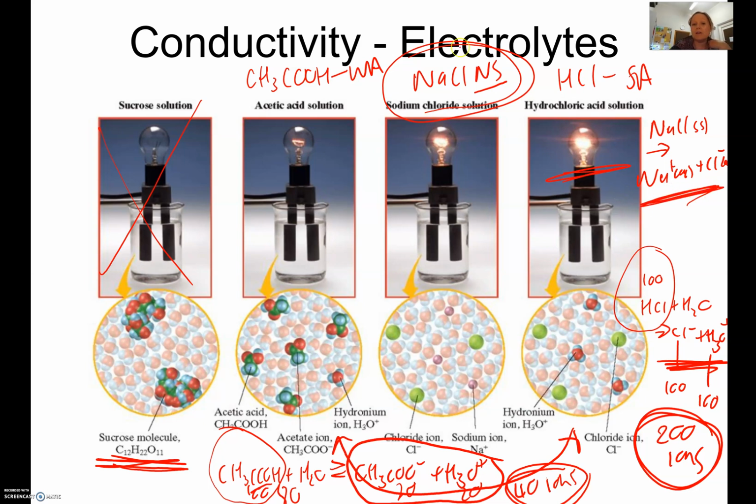So whatever the amount of sodium chlorides, let's say we had 100 sodium chlorides, you'd get 100 sodium ions and 100 chloride ions, so 200 ions. And that's why they would actually have the same conductivity. So if these were the same concentration, they would have the same conductivity because a salt completely breaks up into ions, and so you get the maximum amount of ions. So I hope that makes sense.